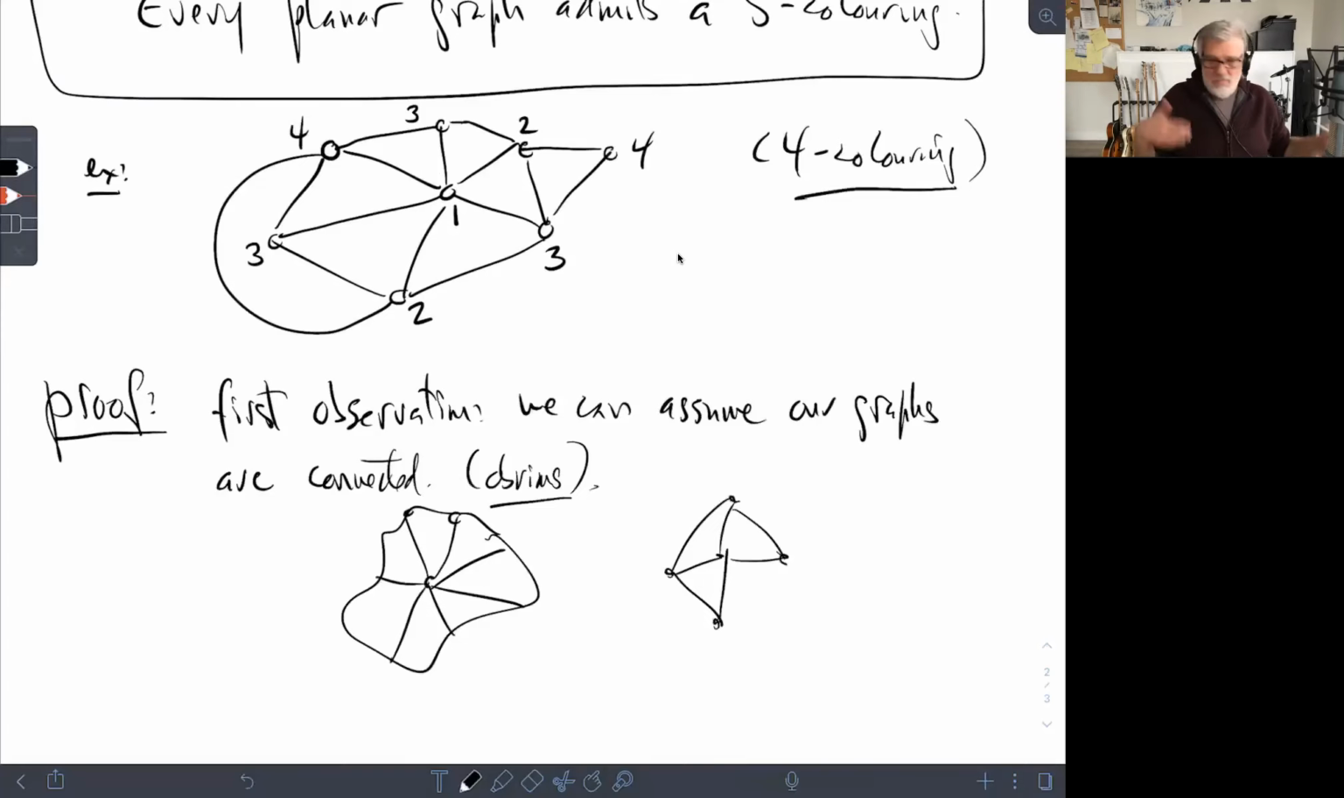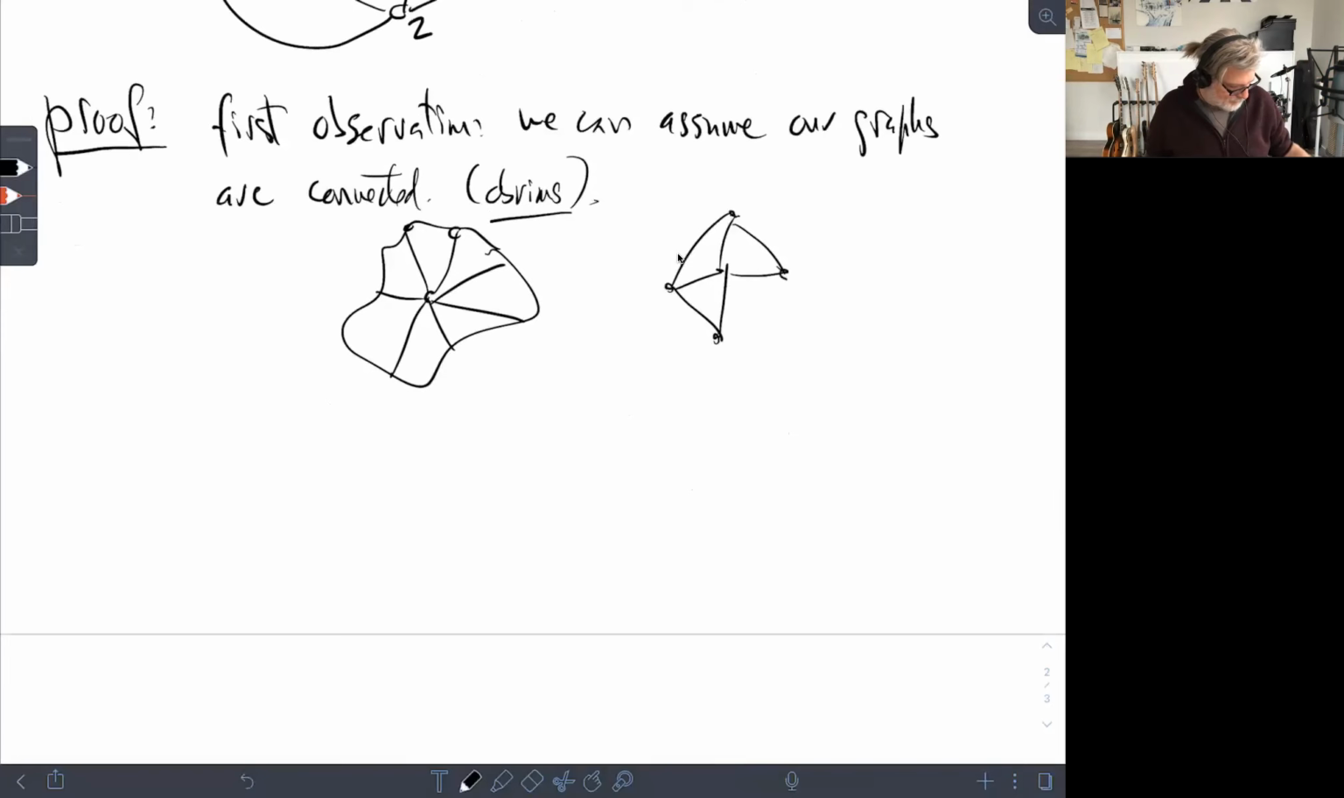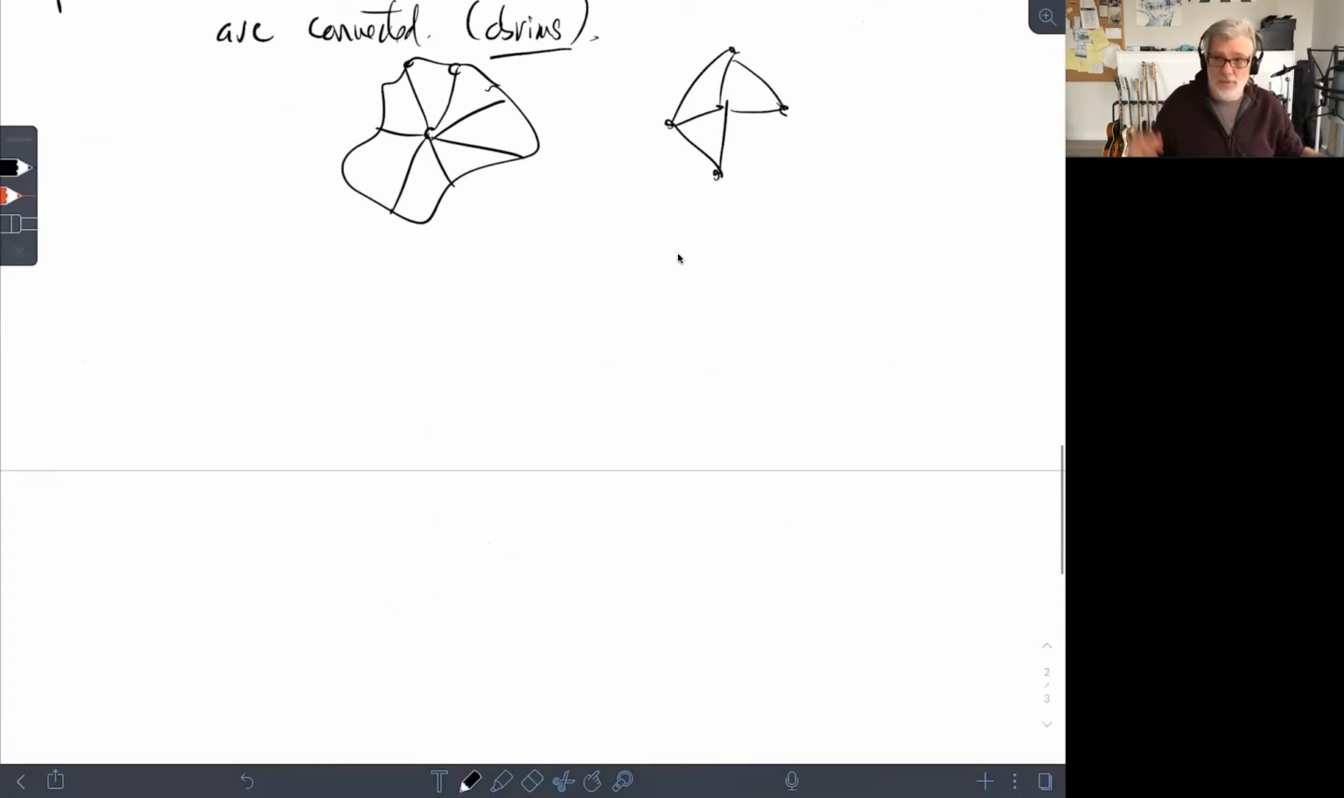Okay, so without any problem, I can just consider graphs which are connected, because if a graph is not connected, I just color the separate pieces and I'm done. So now I'm assuming my graphs are planar and connected, and I want to show that I can 5 color any such graph.